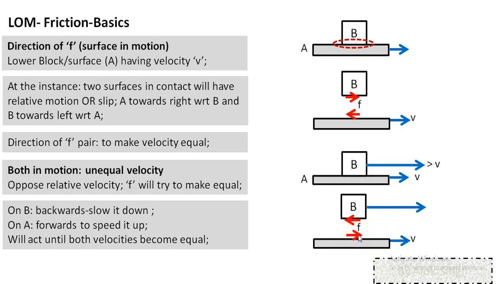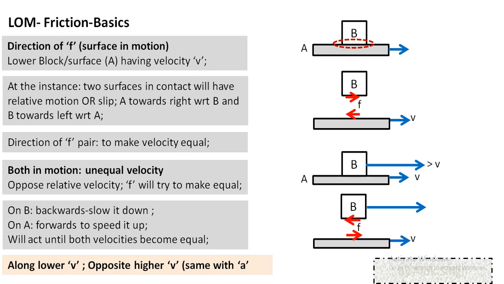So on B, backwards to slow it down; on A, forwards to speed up. It will act until both velocities become equal. As it keeps slowing down and speeding up, after some time both velocities will become equal, and as soon as the velocities become equal, the job of friction force is done and friction force will stop acting any further. So what is the direction of friction force again? Along lower velocity, opposite to higher velocity.